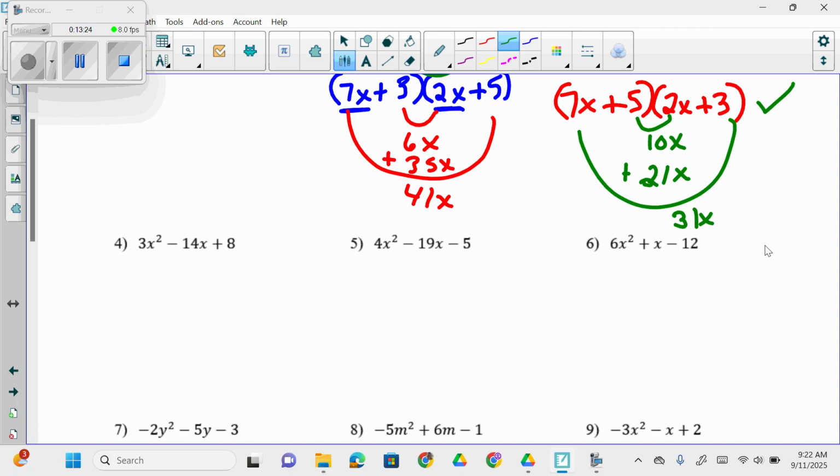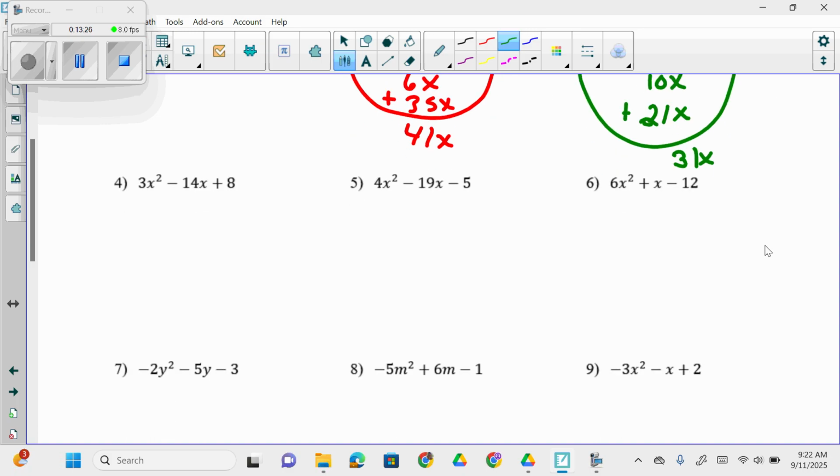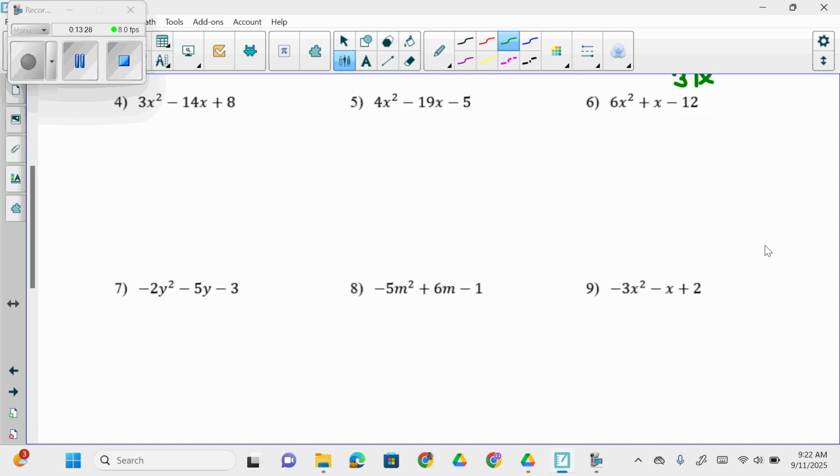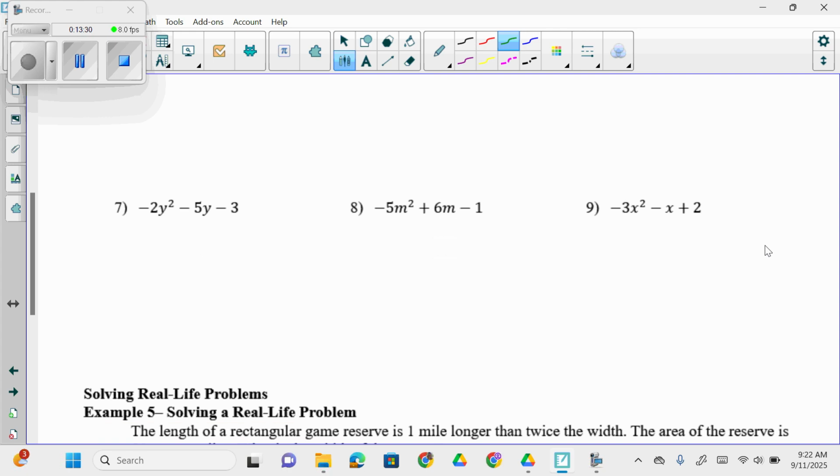And we'll do one more. Actually, I'm going to do number 9. Just because of the signs, I like how that problem works. Remember, we don't want a negative a value. So right now, a is negative 3. So I'm going to take out a negative 1 as my greatest common factor. That changes all the signs.